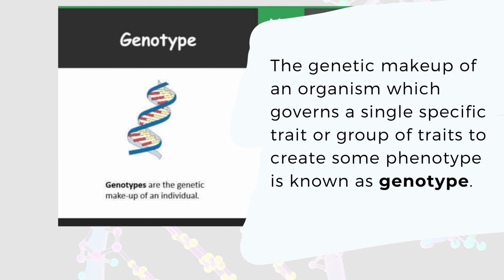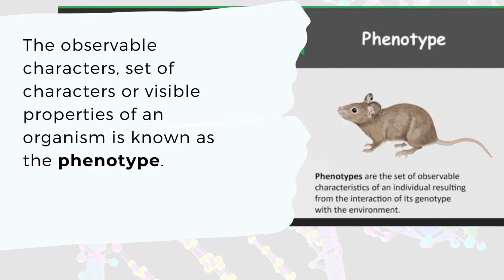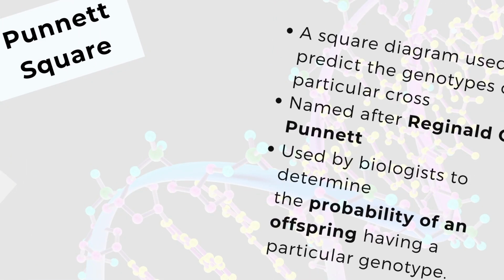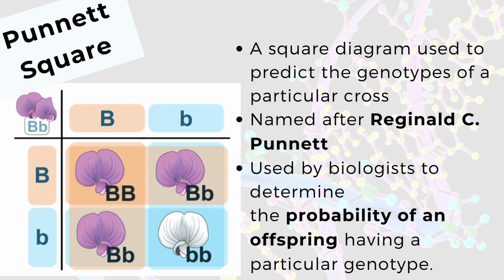The genetic makeup of an organism which governs a single specific trait or group of traits to create some phenotype is known as genotype. The observable characters, set of characters, or visible properties of an organism is known as the phenotype. The genetic makeup of an organism is called its genotype, and its observable traits are its phenotype.